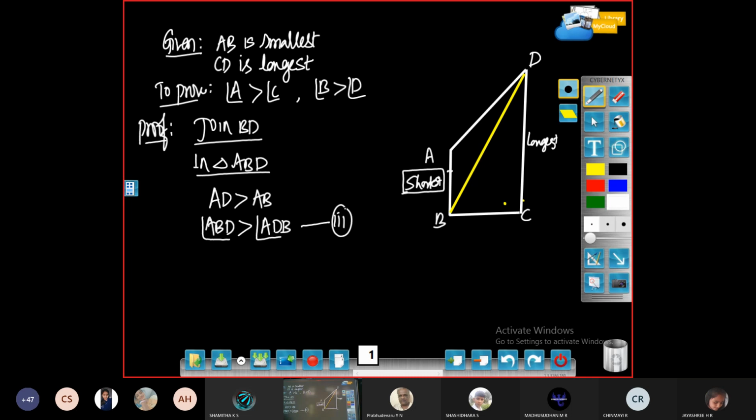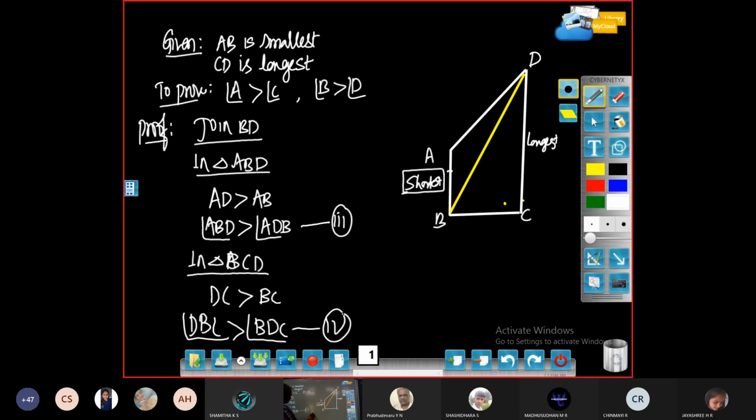Then again come to triangle BCD. In triangle BCD, the longest side is DC. Therefore, DC must be greater than BC. You are comparing DC and BC because DC is the longest one. Opposite to DC is DBC. DBC must be greater than BDC, opposite to BC. We call this equation 4. Add 3 and 4.